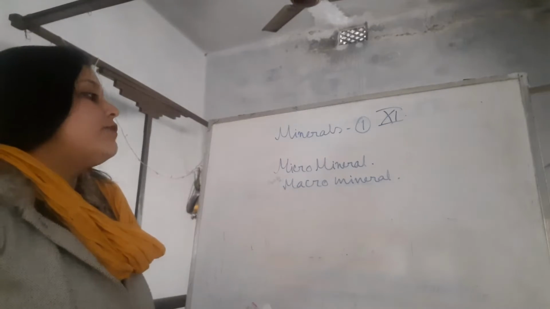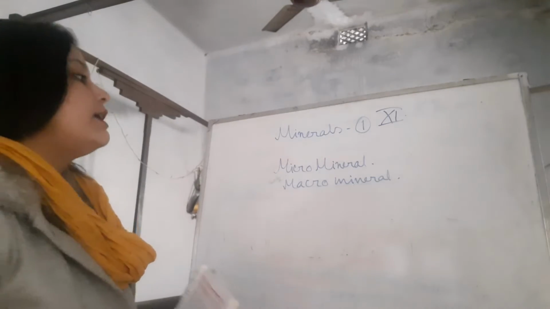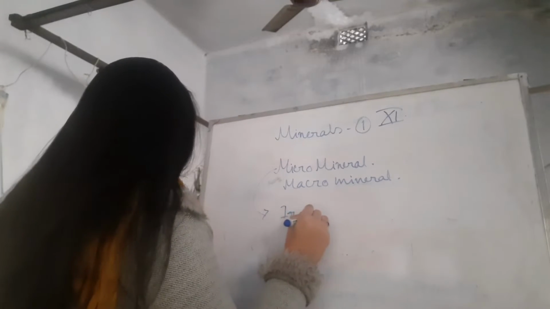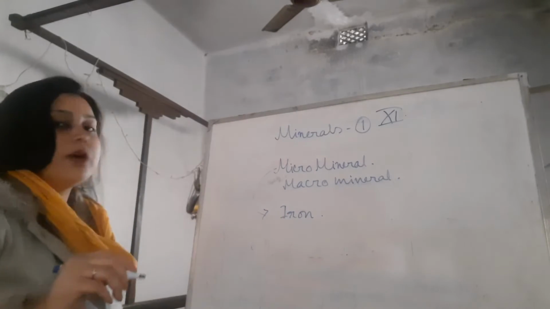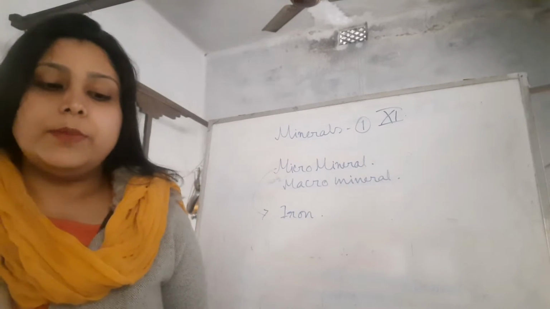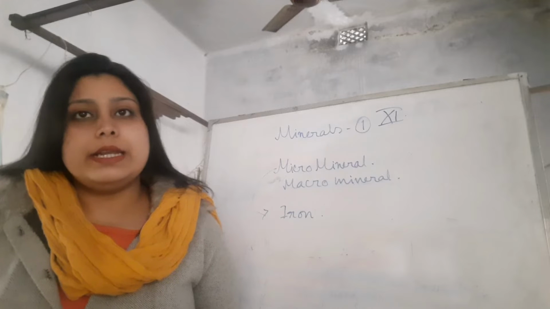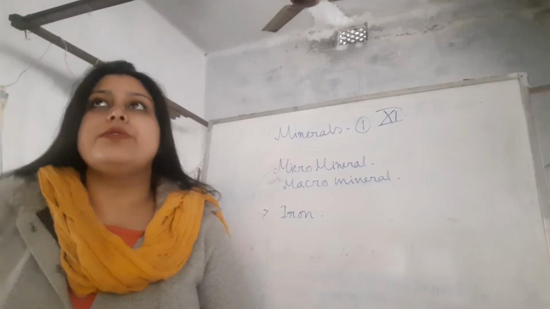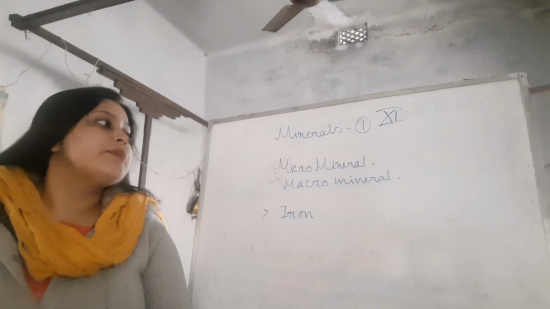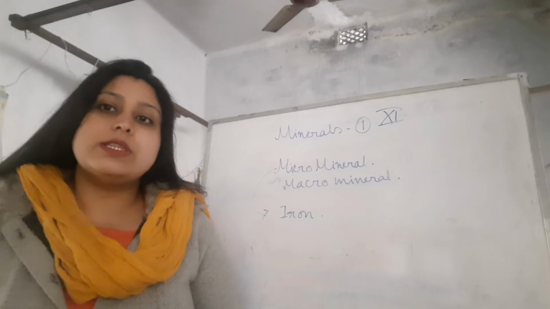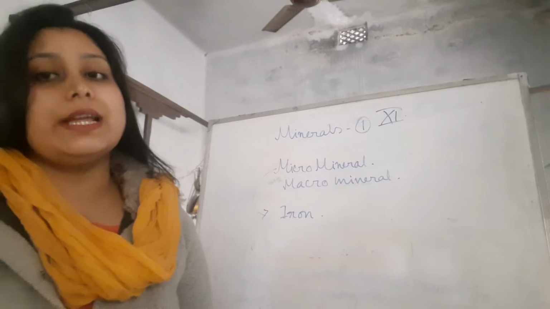Okay, so the first mineral we will start today, from the micro minerals, is iron. Iron is a very important component and it was first recognized as a constituent of the body by Landry in 1713. After that, scientists found that iron helps in the pigmentation of our blood too. So it has a very important function. So let's check them.